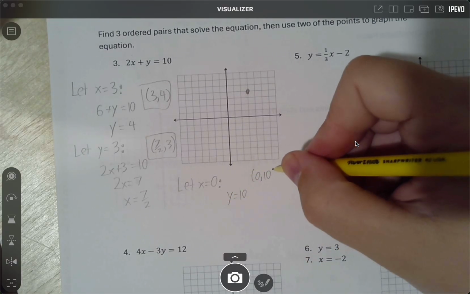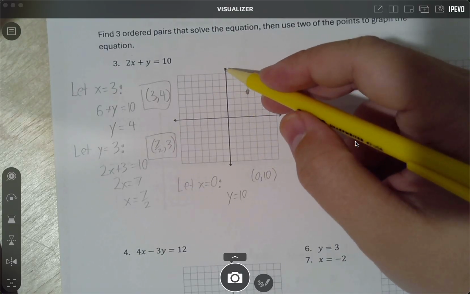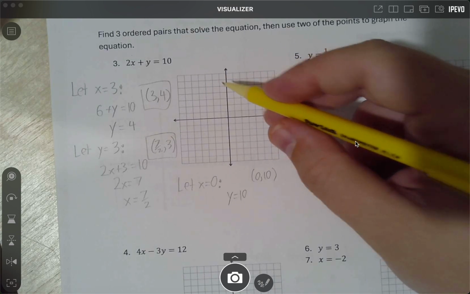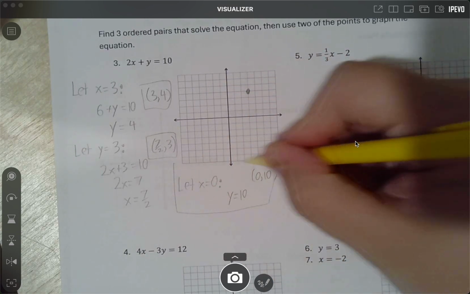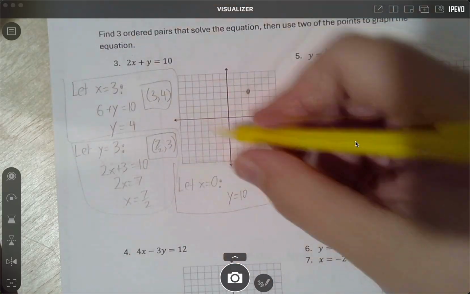The issue with that one is, hey, that's above where my graph even is. Your online tool will only go so far, so it's still a little tricky. It's better than guessing and checking. Maybe let's try one other.